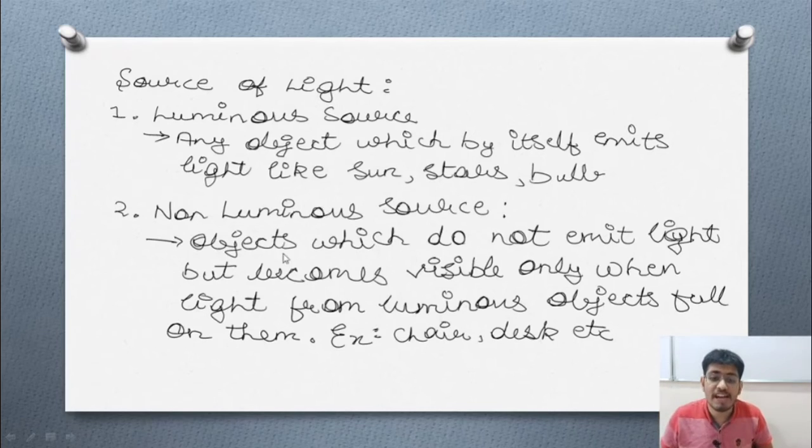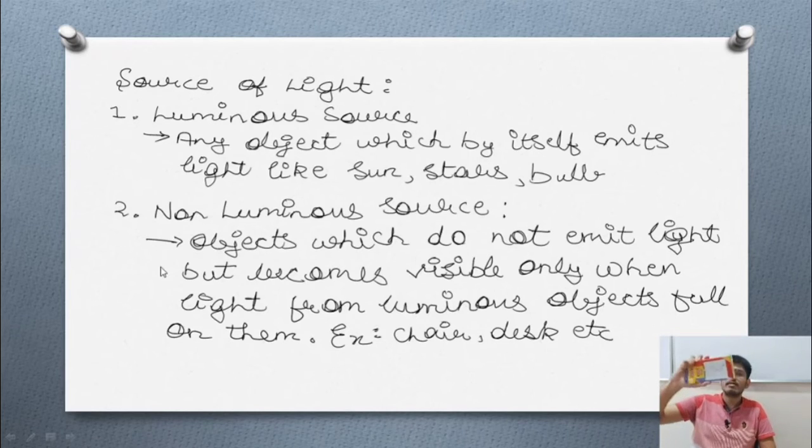Okay, so any object which by itself emits light, like sun, stars, bulb, all these are what? These all are basically the luminous sources of light. Okay, now another category is basically non-luminous sources of light. If in luminous sources we are dealing with objects which emit light of their own, then what are we going to deal with in non-luminous sources? Those objects which take light from others. Is it so? Yes, it is so. The objects which are taking light of others and then glowing are known as non-luminous sources.